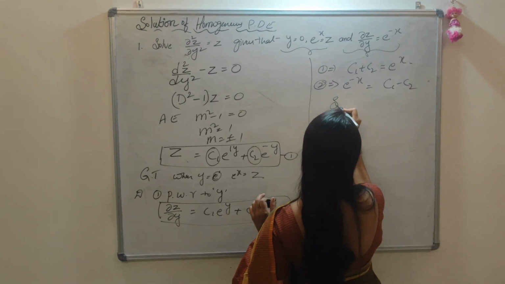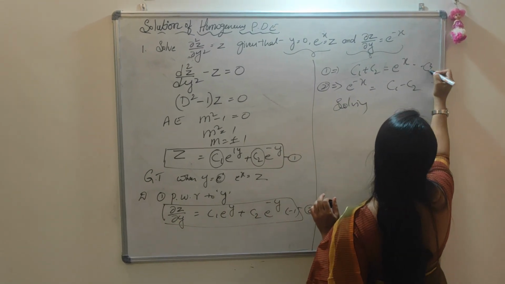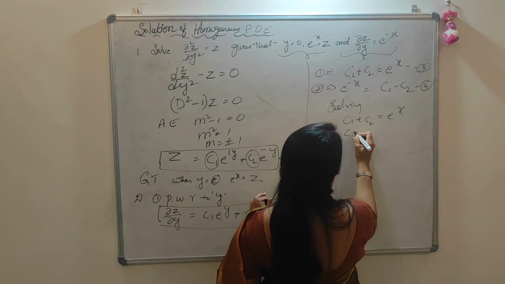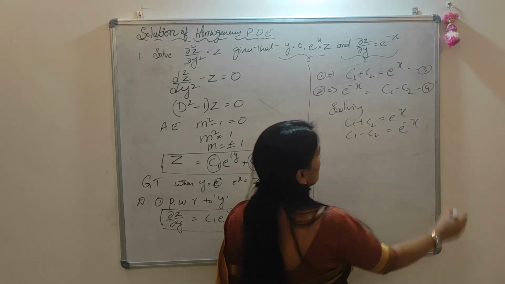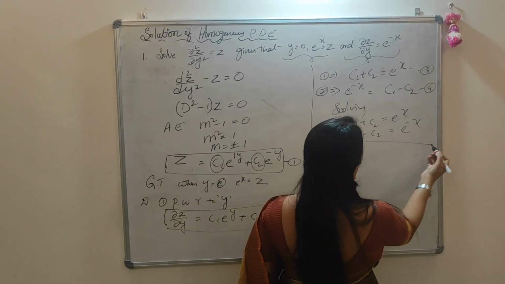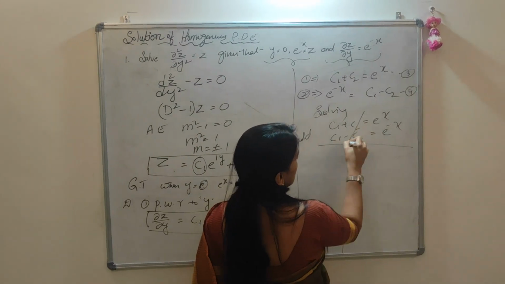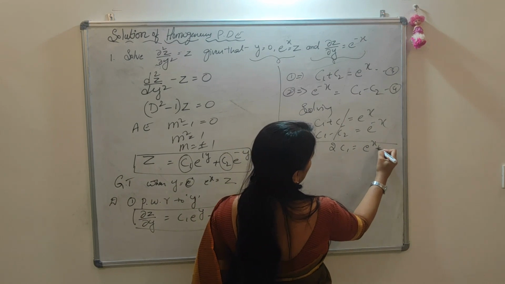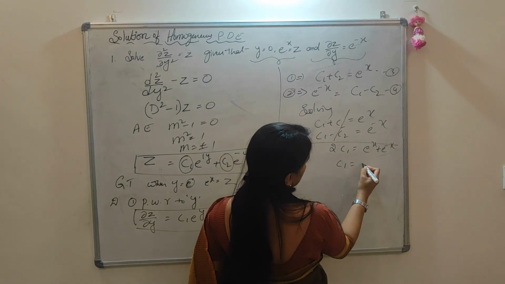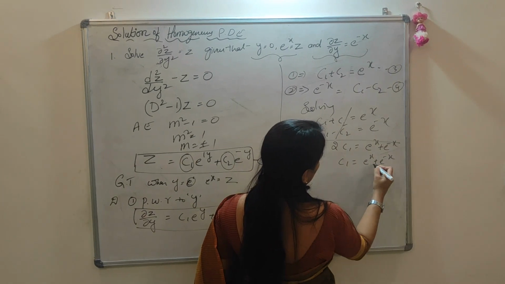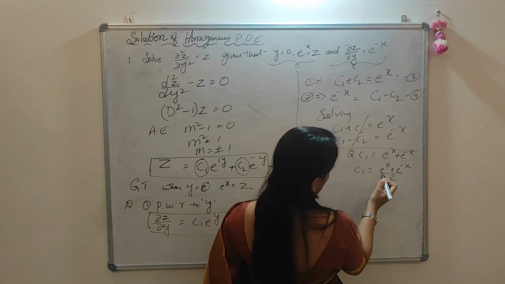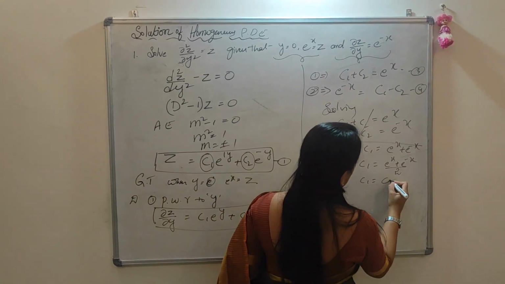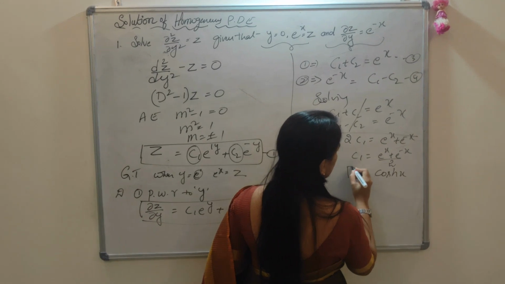Solving equations 3 and 4: c1 + c2 = e^x and c1 − c2 = e^(−x). By adding these two equations, c2 and minus c2 get cancelled. 2c1 is equal to e^x + e^(−x), so c1 is (e^x + e^(−x))/2. This is the definition of cosh x.